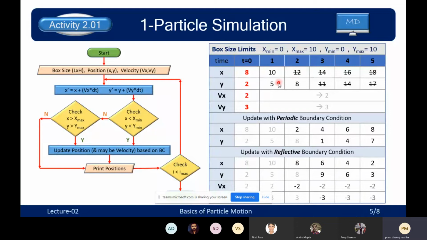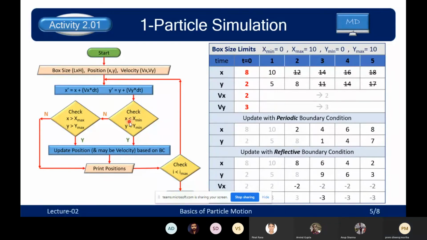Once I get these values, I'll check whether x is less than x minimum or not, and whether y is less than y minimum or not. If it is less, it means the particle has left my system from the left side or from the bottom side, and then I have to use some kind of boundary condition. After correcting the particle position using some boundary condition, I can print the position. But in my case, it is not crossing the system's boundary.